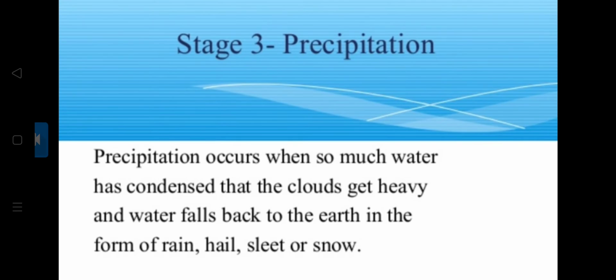The reason for showing you the water cycle is that it has some relation to precipitation. The last topic in the third lesson, atmosphere, is precipitation. Precipitation occurs when so much water has condensed that the clouds get heavy and water falls back to the earth in the form of rain, hail, sleet or snow.